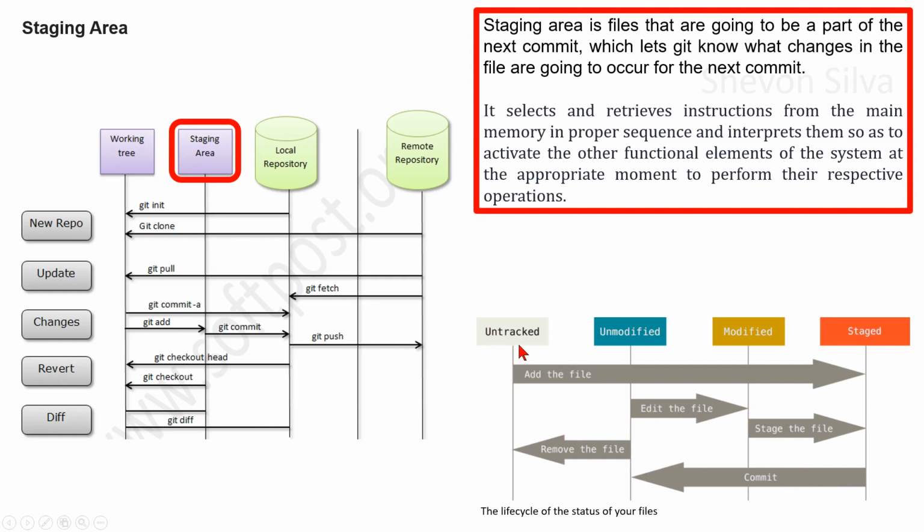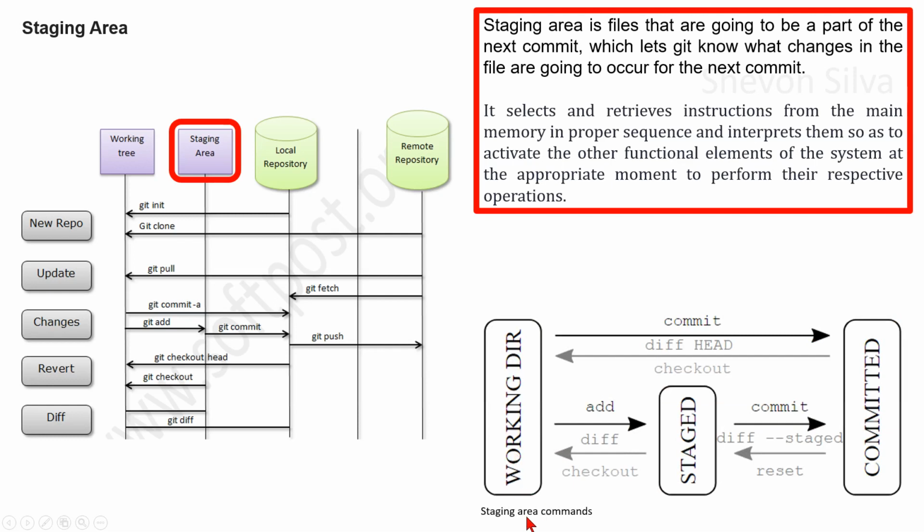Here you can see untracked, unmodified, modified and staged. Add the file is passed from untracked to staged. Edit the file is passed from unmodified to modified. Stage the file is passed from modified to staged. Commit is passed from staged to unmodified. Remove the file is passed from unmodified to untracked.